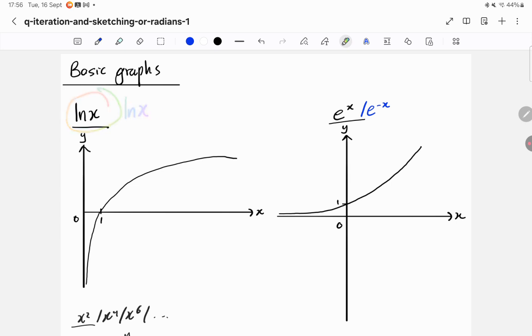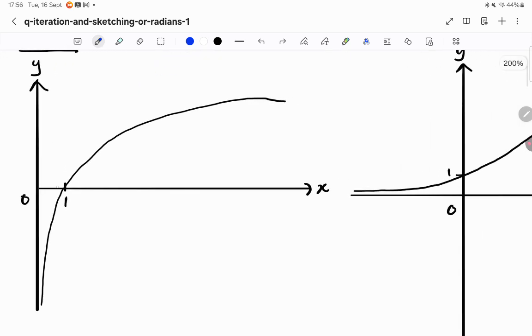ln x. And it's quite simple to remember. I mean, ln x, when x is 1, you get 0. So that's going to intersect at 0 here. Intersect the x-axis. And you're just going to get this curvy shape. Like I said, CIE does not really care how accurate your graph is, as long as you get the shape right and some of the intersection points right.